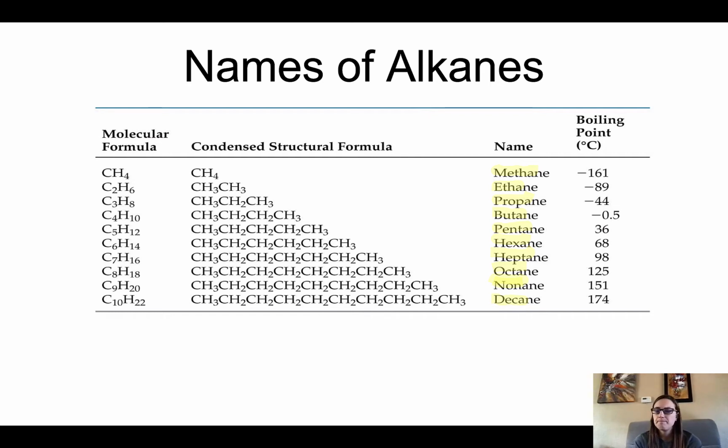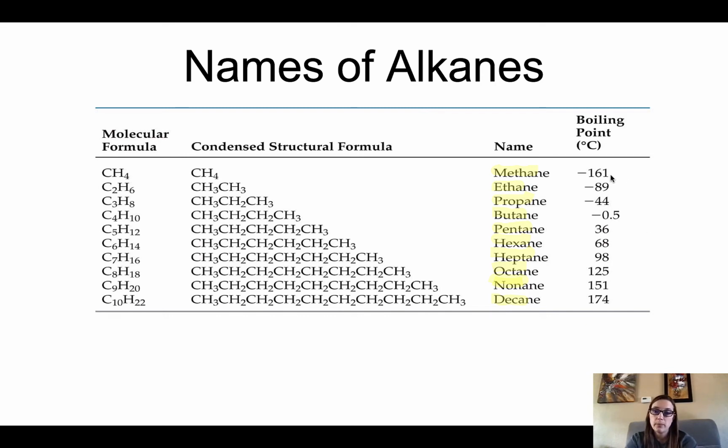Now, just some real world applications of some of these hydrocarbons. Methane is natural gas. That's the gas that comes out of gas jets. Propane is used for fuel. Butane is used in lighters, and octane is in gasoline. So we see hydrocarbons have a lot of real world uses.